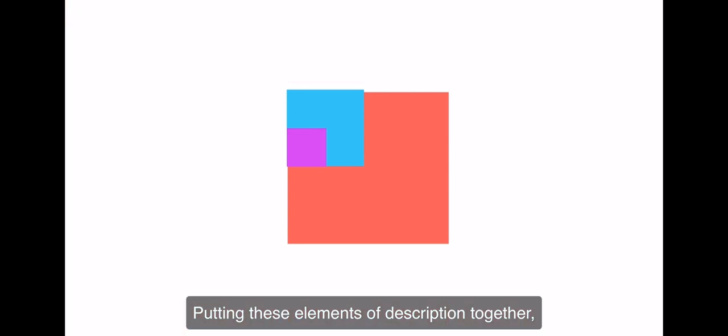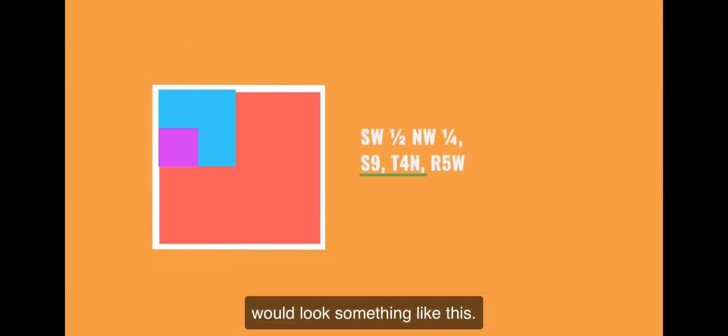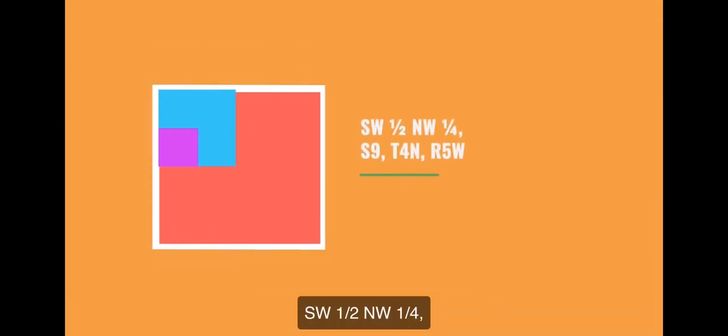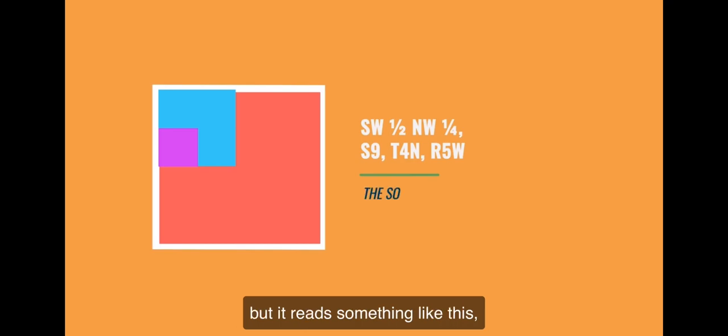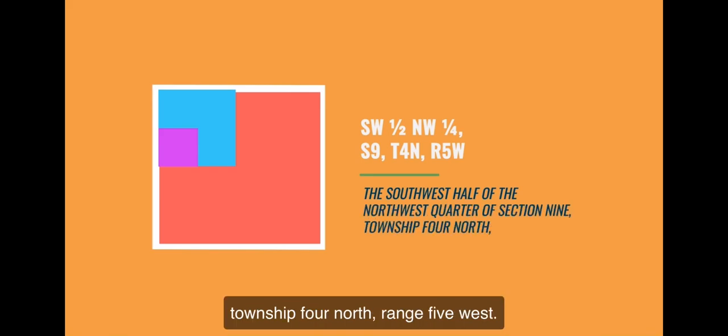Putting these elements of description together, the legal description of your property using the government survey system would look something like this. SW half NW quarter S9 T4N R5W. It looks like a bunch of gibberish, but it reads something like this. The southwest half of the northwest quarter of section 9, township 4 north, range 5 west.